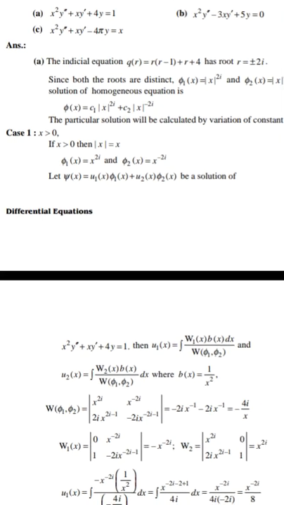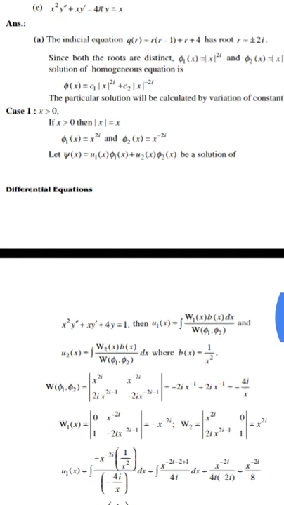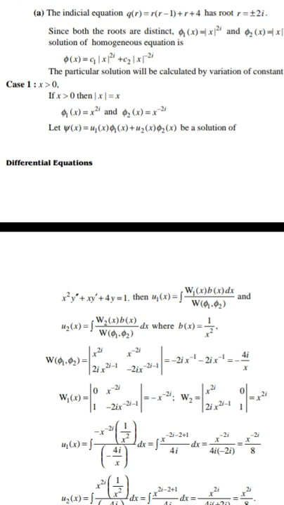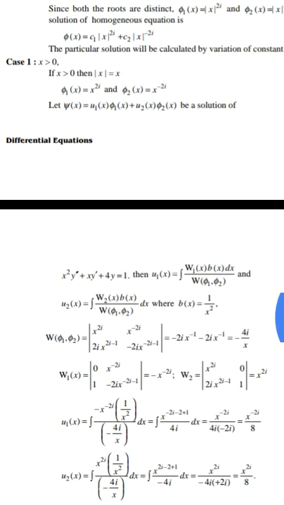Then u1 of x equals the integral of w1 of x p of x dx divided by W of phi 1 phi 2, and u2 of x equals the integral of w2 of x p of x dx divided by W of phi 1 phi 2, where p of x equals minus 1 by 2, 1 by x squared.